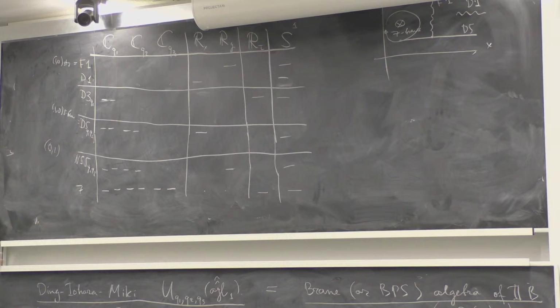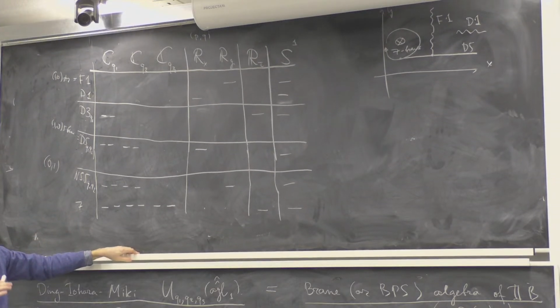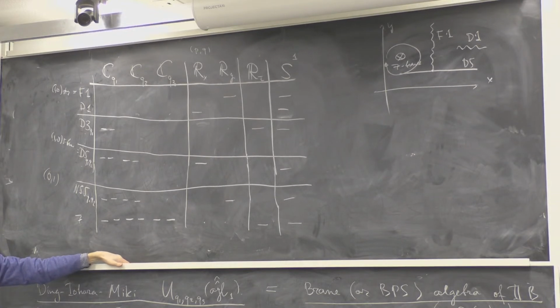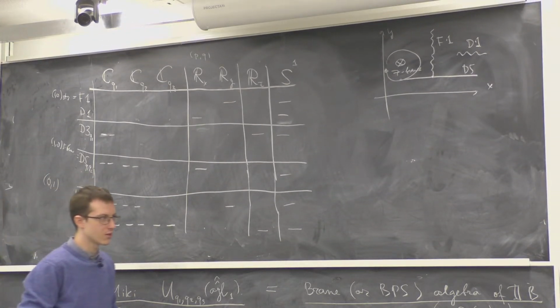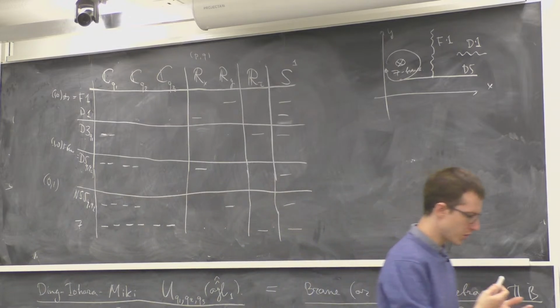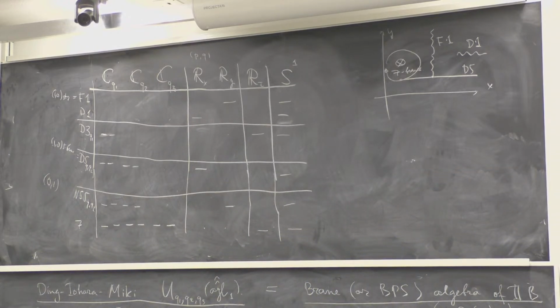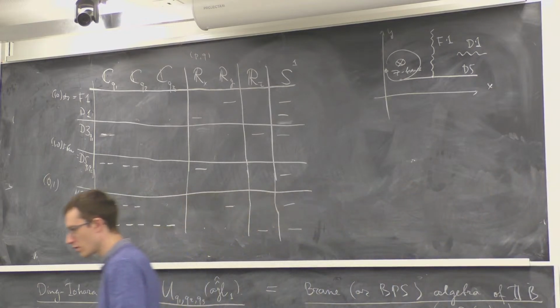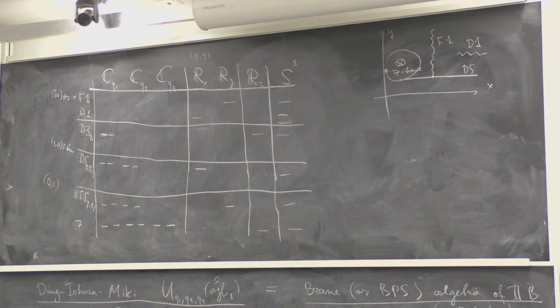Please don't ask me nitpicking questions about 7 branes, because that's not a completely understood piece of the story. Can I ask you? Yes. Why don't you expect it to be a density brane? Why don't you have one of them?